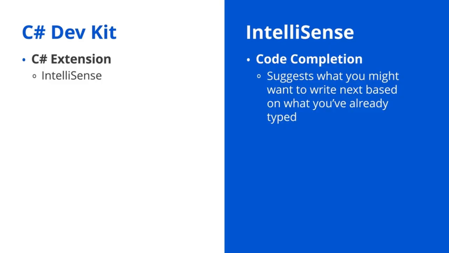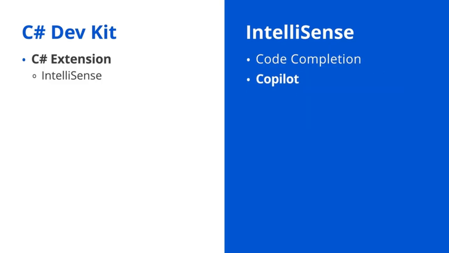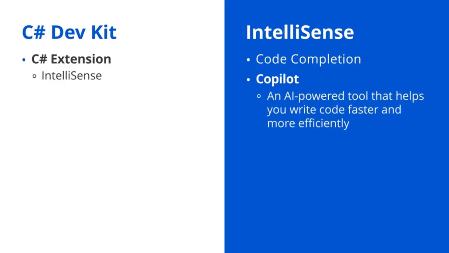You can take code completion a step further using Copilot, an AI-powered tool that helps you write code faster and more efficiently. It acts like a smart assistant, providing suggestions and code completions as you type. Copilot can generate whole blocks of code based on the context of what you're working on, making it easier to tackle complex problems or repetitive tasks.